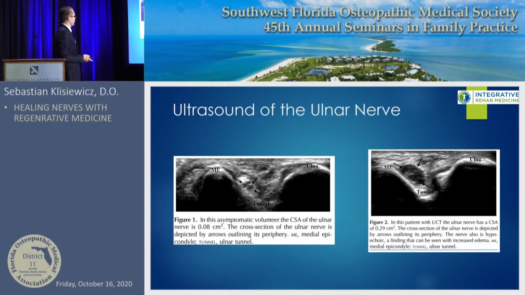Ultrasound of the ulnar nerve. Here is another one. You can see on your left is a normal ulnar nerve with a cross-sectional area of about 8 millimeters. And then on the right side, you can see a large ulnar nerve at the same place, which has about 29 millimeters, so a lot more swollen.